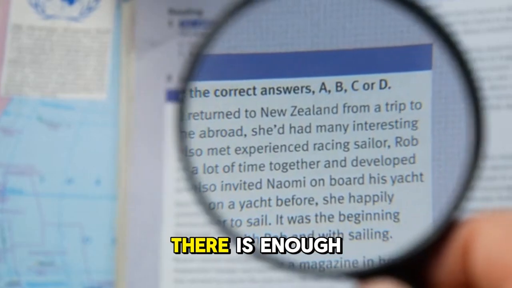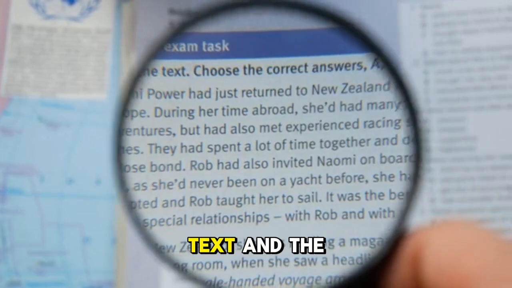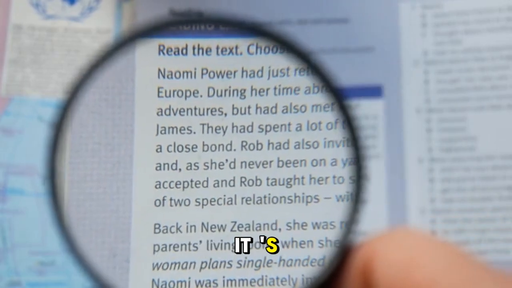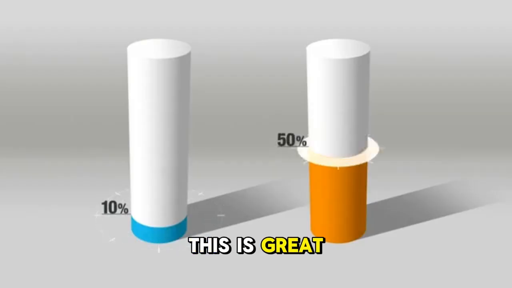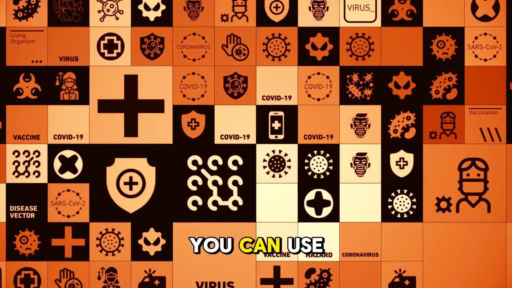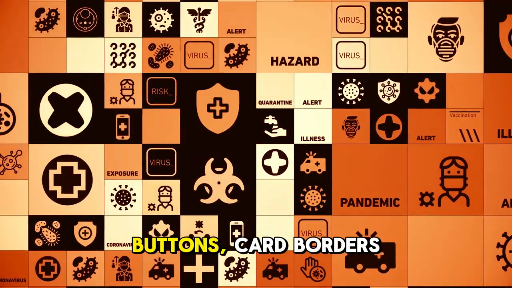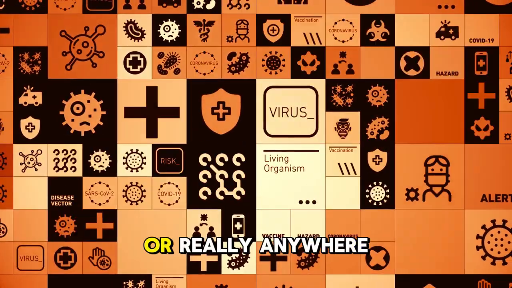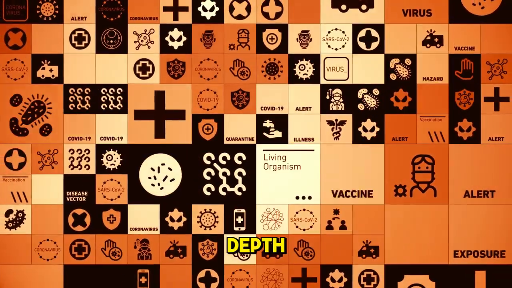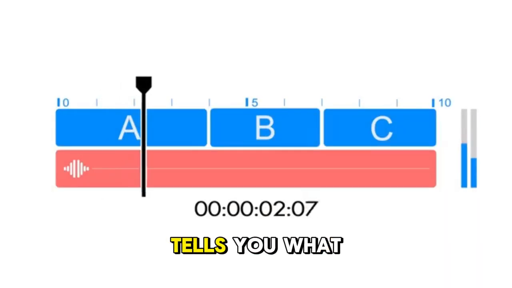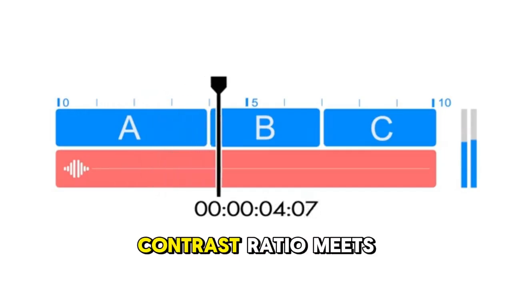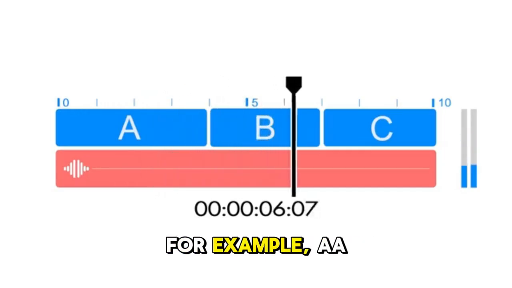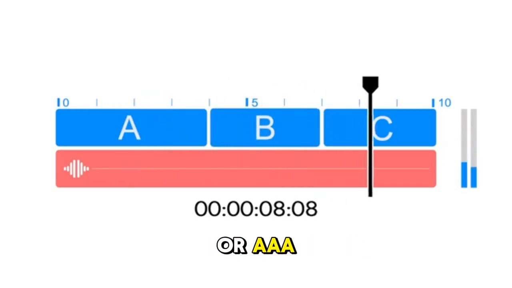We want to make sure that there is enough contrast between the text and the background so that it's easy to read. This is great for creating depth, dimension, and visual interest. You can use them on backgrounds, buttons, card borders, or really anywhere where you want to add some depth. The tool also tells you what WCAG level the contrast ratio meets, for example, AA or AAA, and you can also compare the colors to the three primary colors, black, white, and gray.